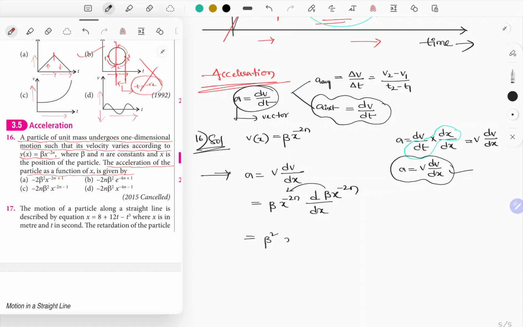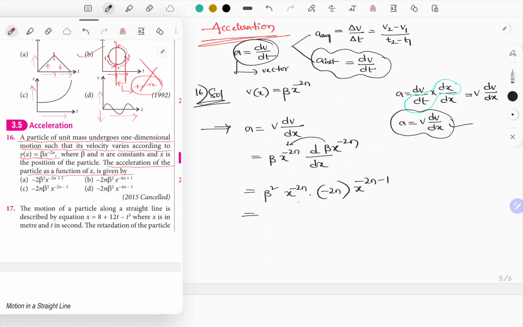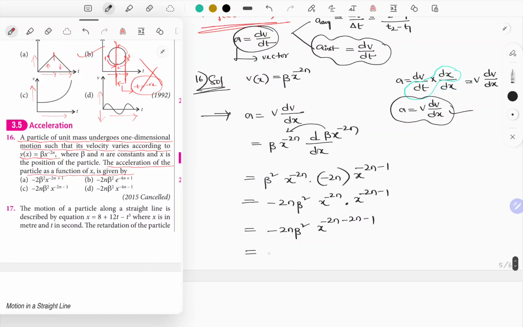So it is going to be beta square x power minus 2n into the differentiation of x power minus 2n, which is n into x power n minus 1, right? So minus 2n x power minus 2n minus 1. This is how we have to understand. Minus 2n comes beside, so it is minus 2n beta square x power minus 2n into x power minus 2n minus 1, which is minus 2n beta square x power minus 2n minus 2n minus 1. As the bases are the same and they are in multiplication, we can add powers. So it is minus 2n beta square x power minus 4n minus 1. So this is the acceleration for the given question.